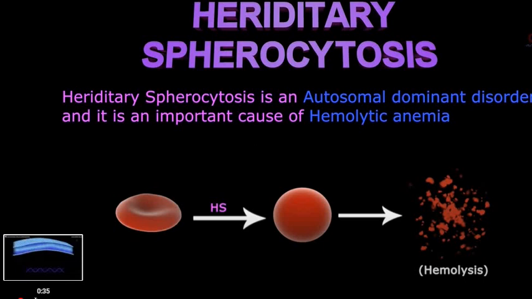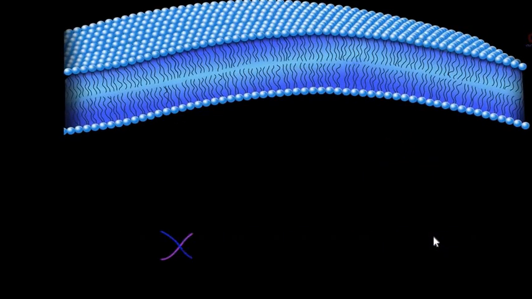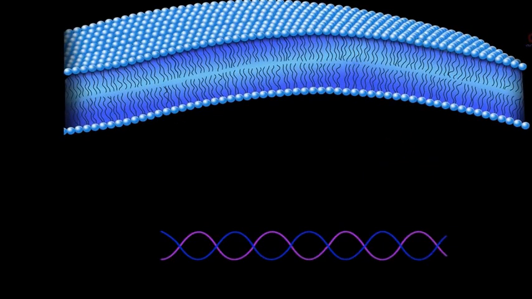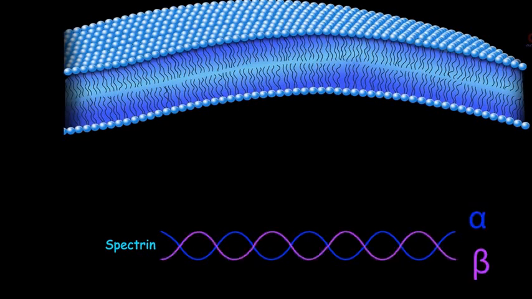Now, if we look towards the genetic part of hereditary spherocytosis, this is the red cell membrane skeleton. So what is the red cell membrane skeleton? Here, this is the lipid bilayer, the outer aspect of the cell membrane of the RBC. Below the lipid bilayer there is a cytoskeletal protein known as spectrin. There are two chains of spectrin, alpha and beta chains, and there is a head region and a tail region.